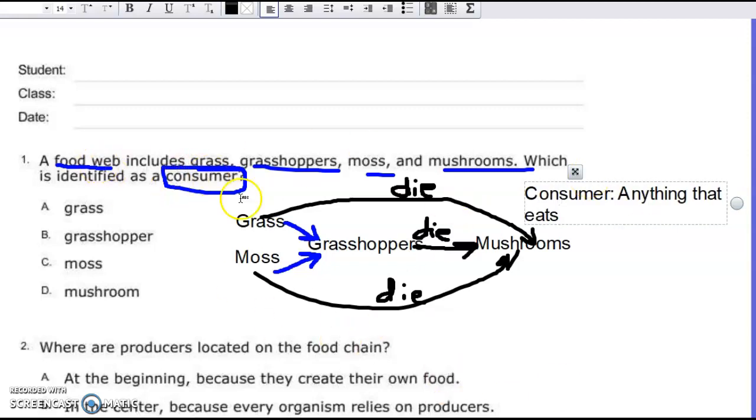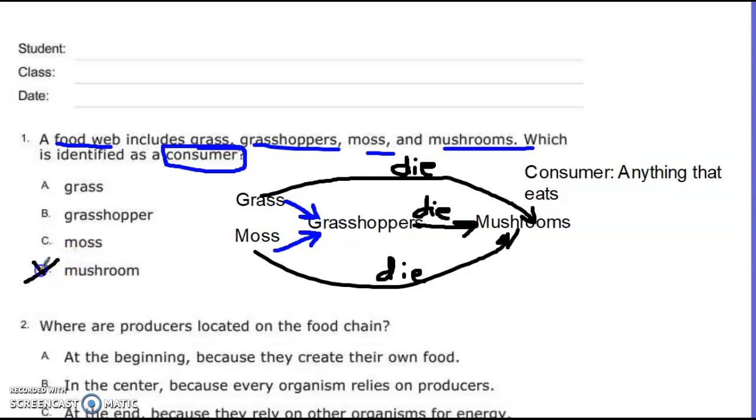Okay, so I look at this food web. It's basically saying which of these is the consumer. Okay, well, which of these is something that eats? Well, we know for a fact that it's not the mushroom because the mushroom breaks down dead things. Neither of these things are doing any eating. Why? Because they are producers. They're making their own food. So grass isn't the answer. Moss isn't the answer. Grasshopper is the best answer.